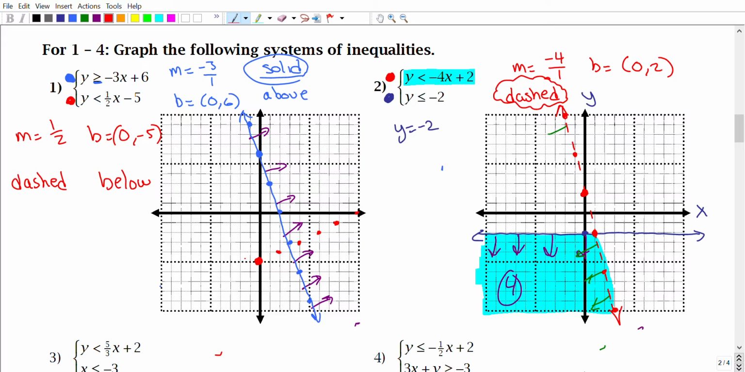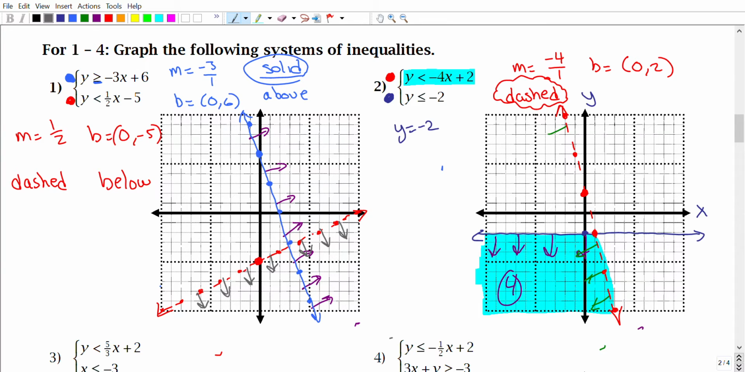We said that this one is going to be a dash line. Let's go ahead and dash it. Okay, my 2 arrows on the side there. Now I also have to shade below, so let me go ahead and use a different color here to make my little arrows showing that I'm going to have to shade below.